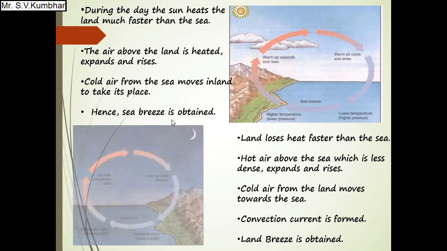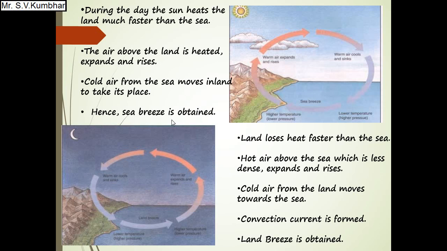Here this picture gives free convection. During the day, the sun heats the land much faster than the sea. The air above the land is heated, expands and rises. Cold air from the sea moves inland to take its place. Hence, sea breeze is obtained.